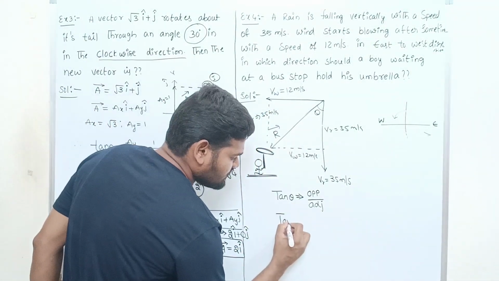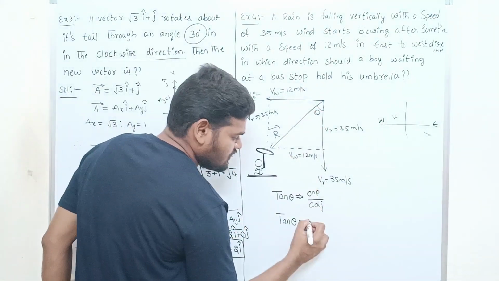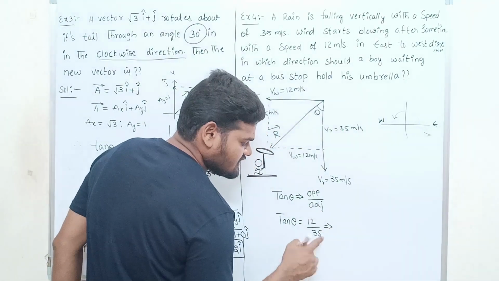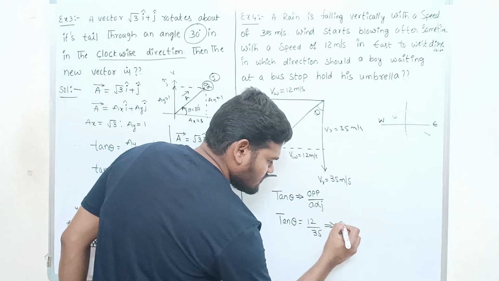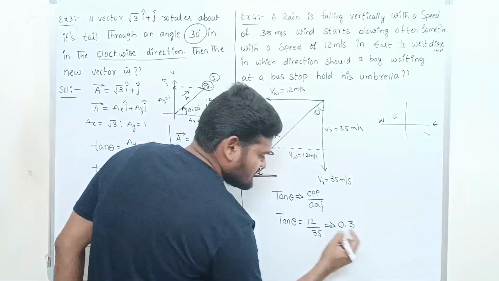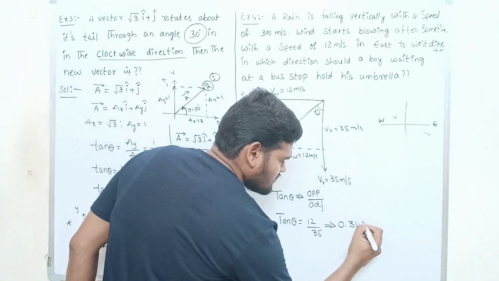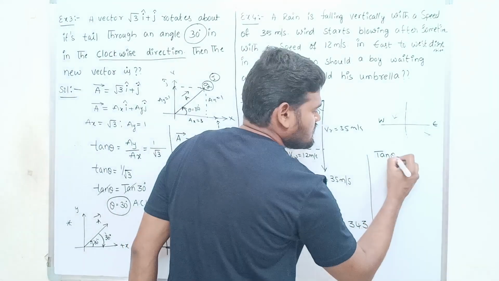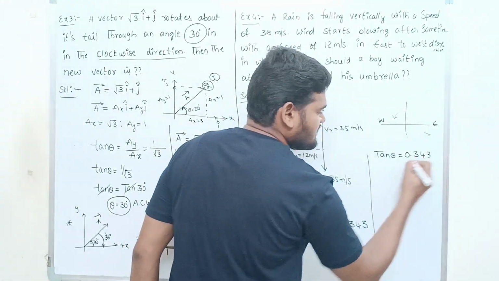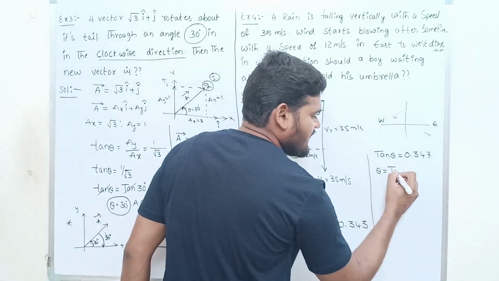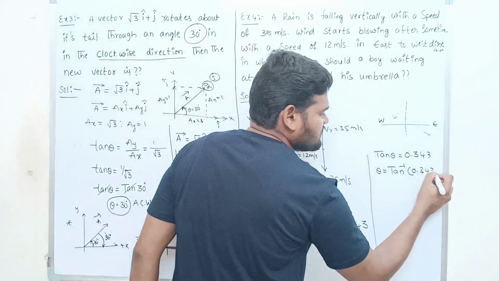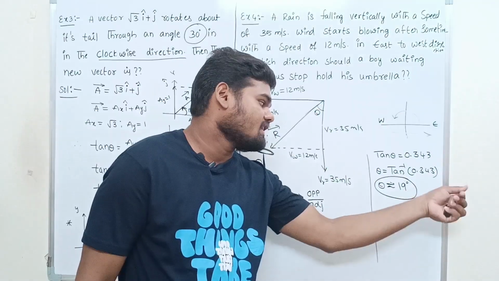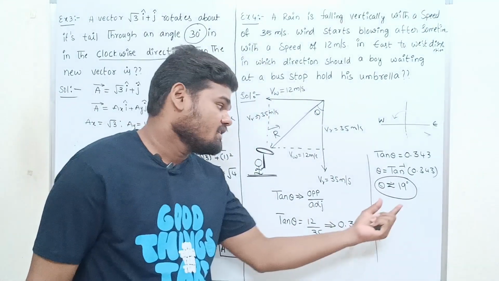So tan theta is equal to opposite side, which is 12, divided by adjacent side, which is 35. If you solve this, 12 divided by 35, we get 0.343. So tan theta is equal to 0.343, so theta is equal to tan inverse of 0.343, and you will get nearly 19 degrees. If you use the calculator, you will get this answer.